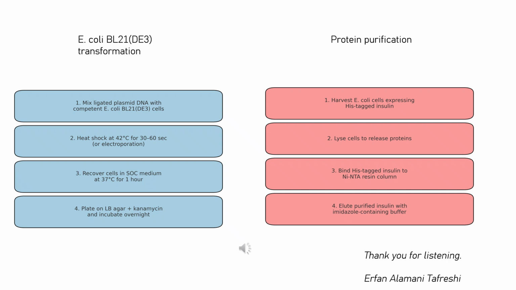Once I had confirmed colonies, I moved on to protein expression. The BL21 cells were grown and induced with IPTG, which activates the T7 promoter to produce large amounts of His-tagged insulin. And on the right, you can see the purification process: harvesting the cells, lysing them, binding the His-tagged insulin to the Ni-NTA resin, and eluting it with imidazole to get purified protein.